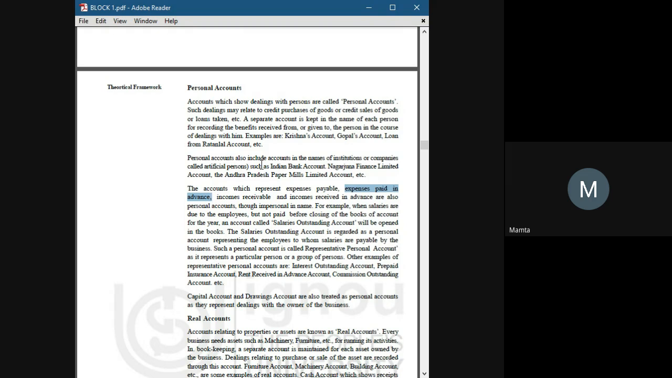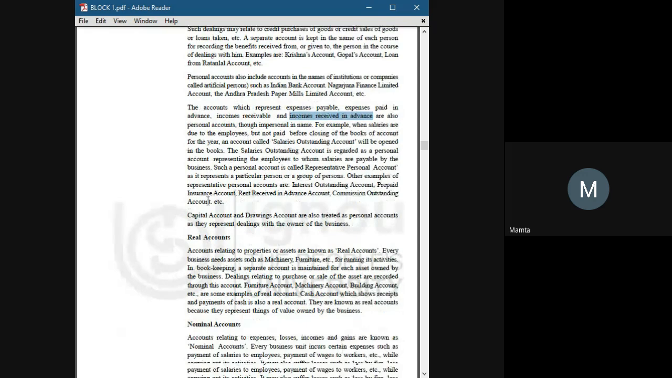If I have received an amount without performing my activity, then it is known as income receivable, income received in advance. So these kinds of accounts are also known as personal account. They will be considered in personal account only.